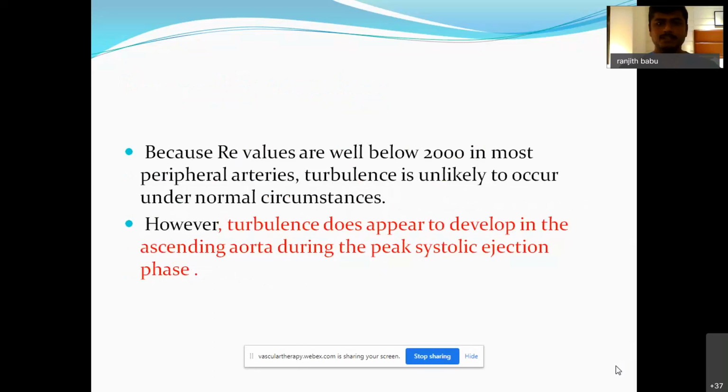Usually in the peripheral arterial system, the Reynolds number is less than 2000, so turbulence is unlikely to occur in the peripheral arterial system. But in the ascending aorta, during the peak systolic ejection phase, some turbulence may occur.